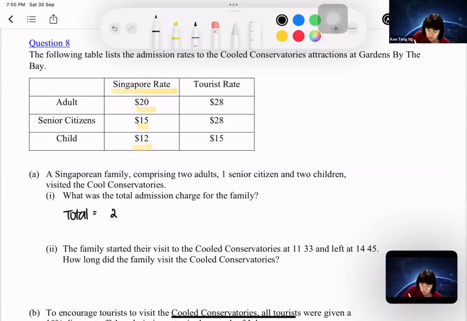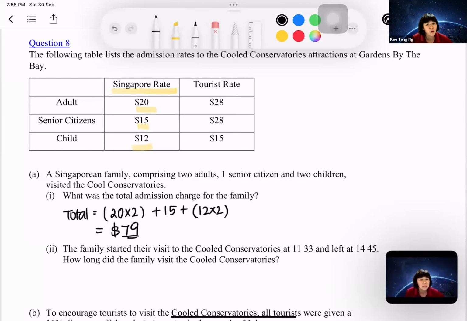2 adults, $20 times 2. 1 senior citizen and 2 children, 12 times 2. Okay, this one everyone should know how to do, right? Plus 15 plus 12 times 2. So total, I get $79. Total admission charge for the family.